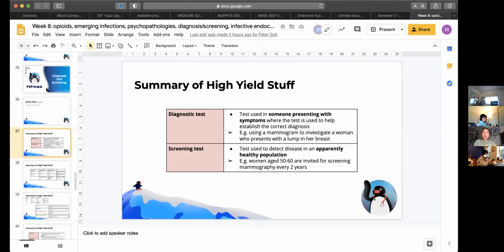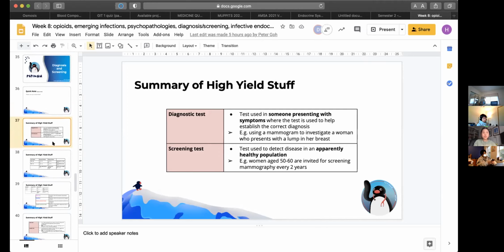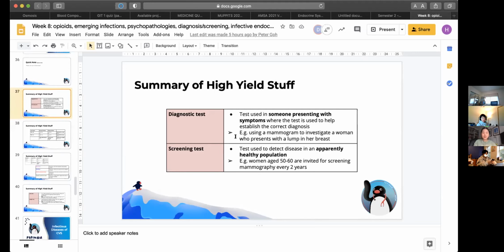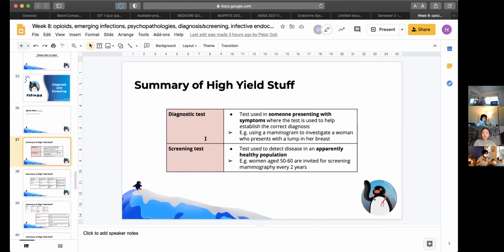But yeah, diagnosis and screening. This one was taken by Robin Bell. I think it was actually a pretty good lecture overall. The main thing that they go through is the difference between diagnostic and screening tests.